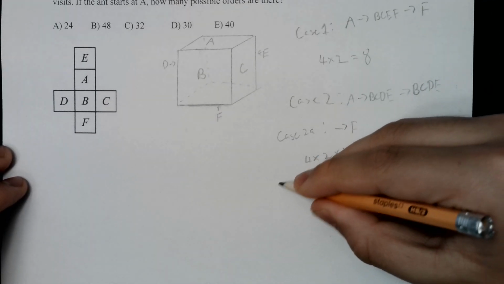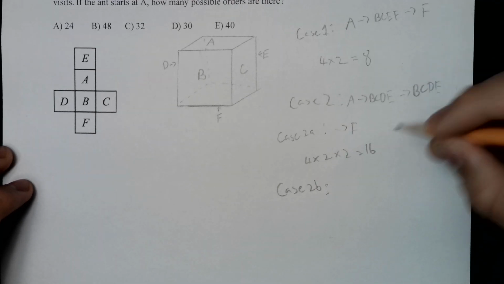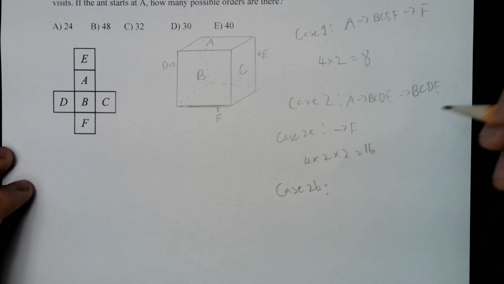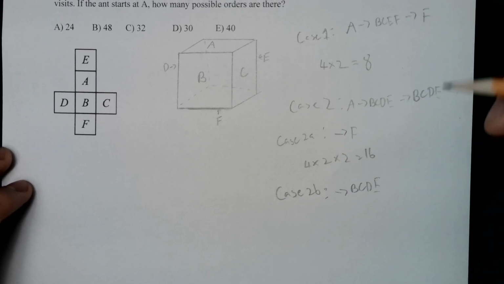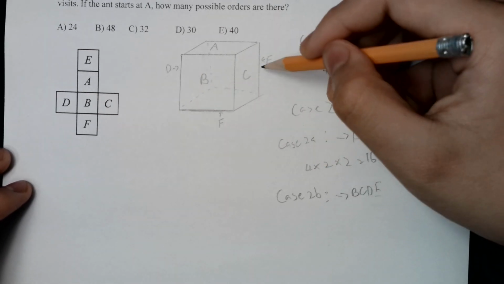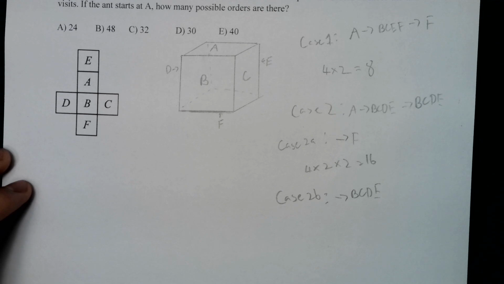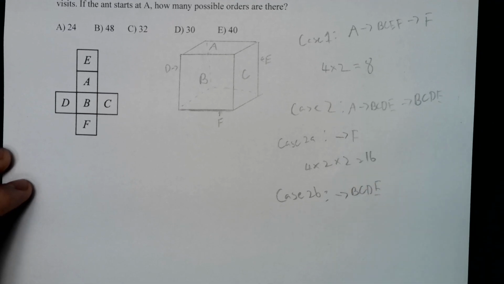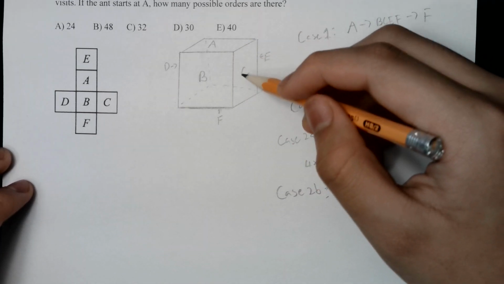Now the other subset case for case 2 is 2B, and in this case, after you go to B, C, D, or E, you decide to go again to another vertical face. So here, for example, let's say we go from A to B and to C. Well, then after that we go to E. This is going to be our second case for case 2. Now in this case, let's say we go from A to B to C, then now we've got E.